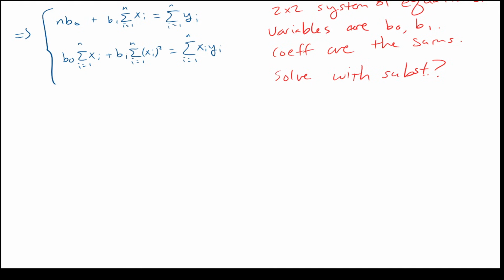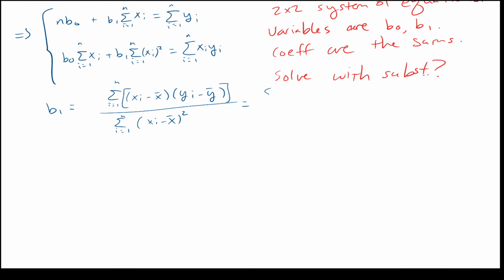So you pick your favorite method, and it turns out that b1 ends up being the summation i equals 1 to n of xi minus x bar times yi minus y bar, because you'll be dividing by n a few times, so just be careful doing the algebra, over the summation i equals 1 to n of xi minus x bar squared. And some people call that Sxy over Sxx.